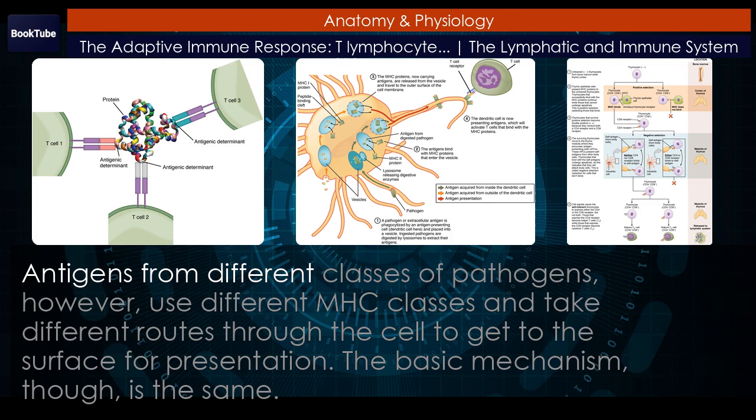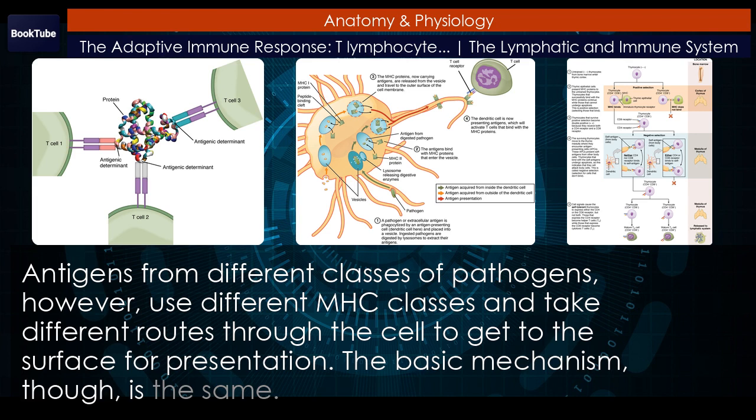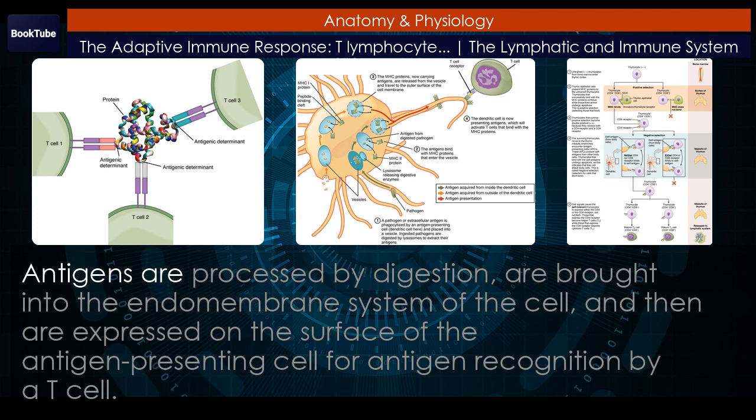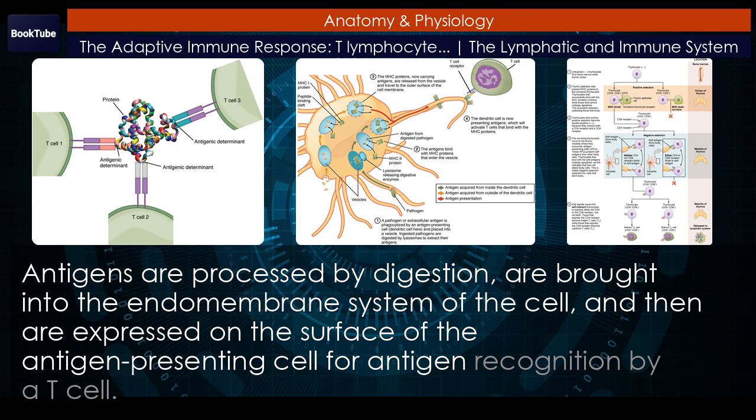Antigens from different classes of pathogens, however, use different MHC classes and take different routes through the cell to get to the surface for presentation. The basic mechanism, though, is the same. Antigens are processed by digestion, are brought into the endomembrane system of the cell, and then are expressed on the surface of the antigen-presenting cell for antigen recognition by a T cell.